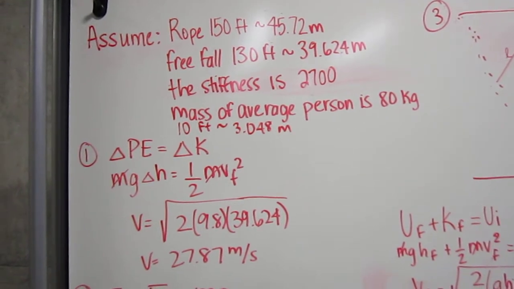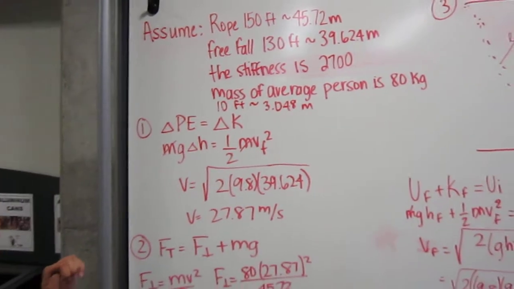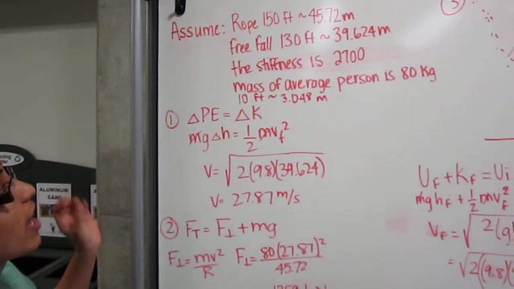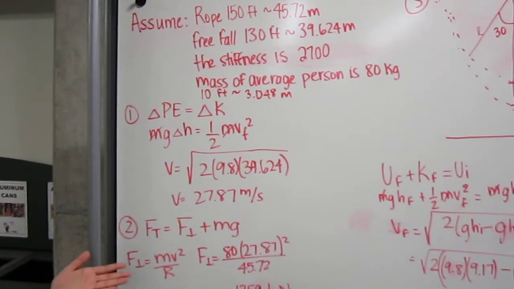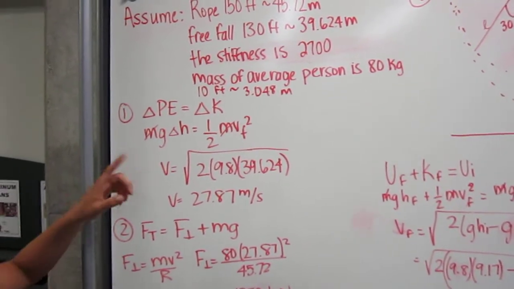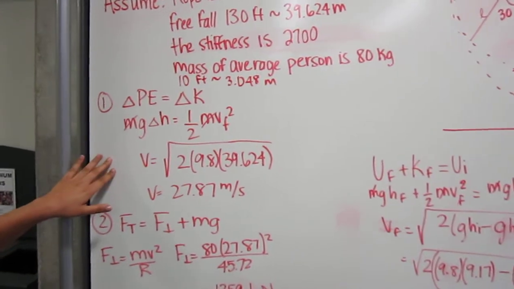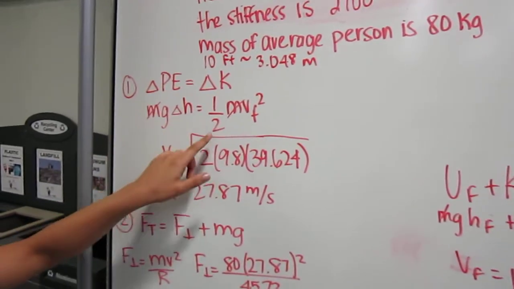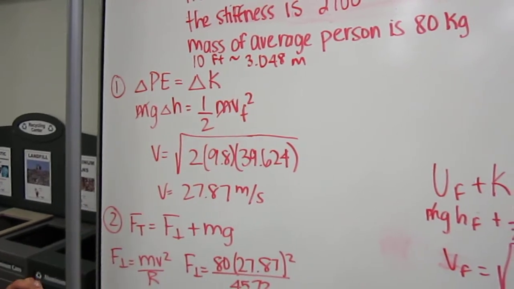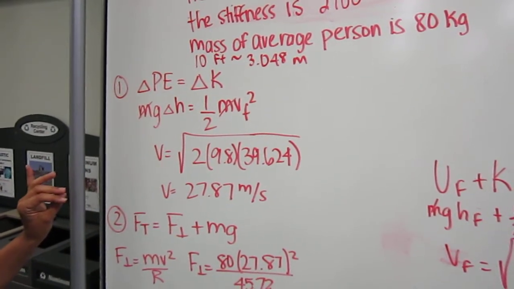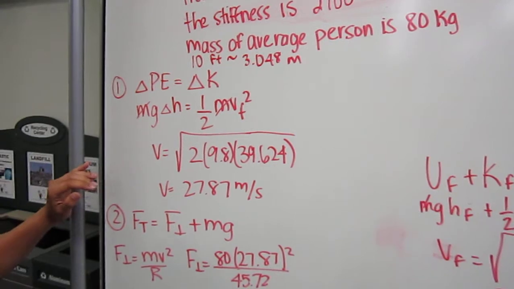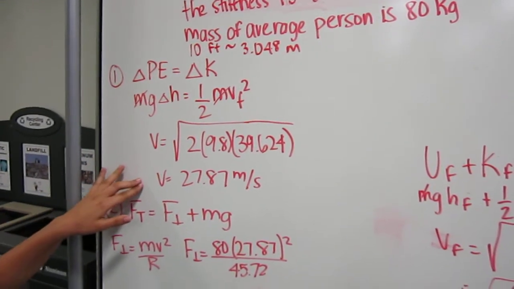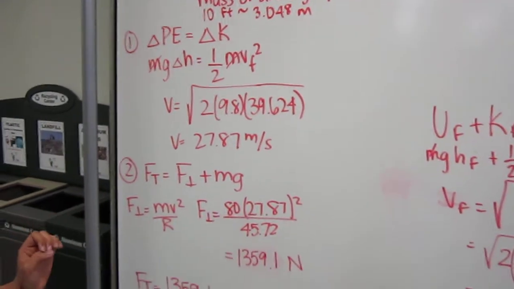Initially, we have potential energy, and at the bottom, all the potential energy is converted into kinetic energy. So we're going to start with our basic formula, which is mg delta h equal to 1/2 mv squared. And then after canceling the m's, we can solve for v, which is approximately 27.87 meters per second.